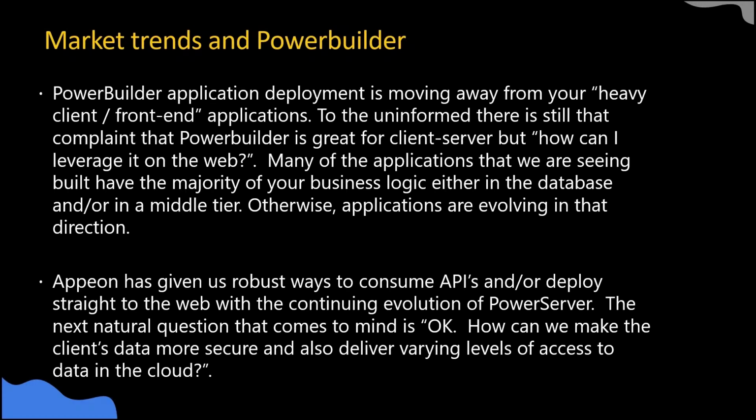Appian has given us robust ways to consume APIs and/or deploy straight to the web with the continuing evolution of PowerServer. The next natural question that comes to mind is, okay, how can we make the client's data more secure and also deliver varying levels of access to data in the cloud?